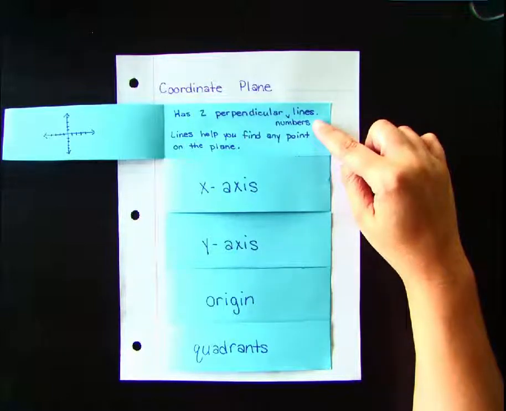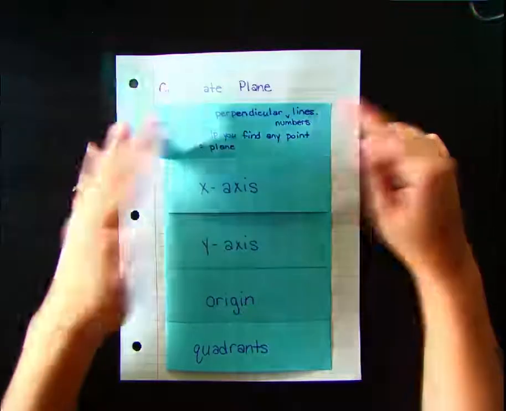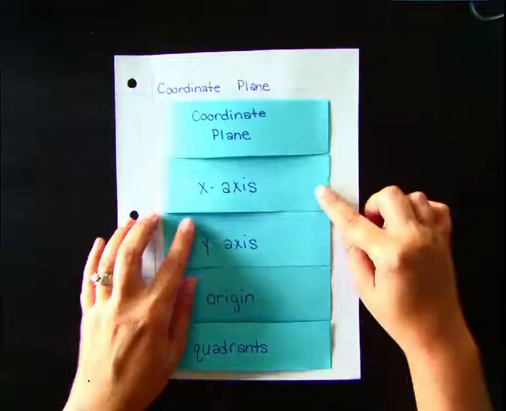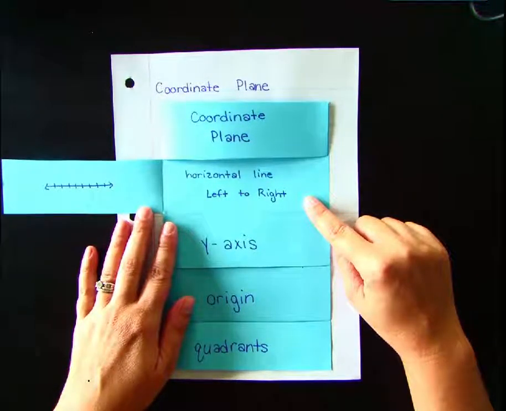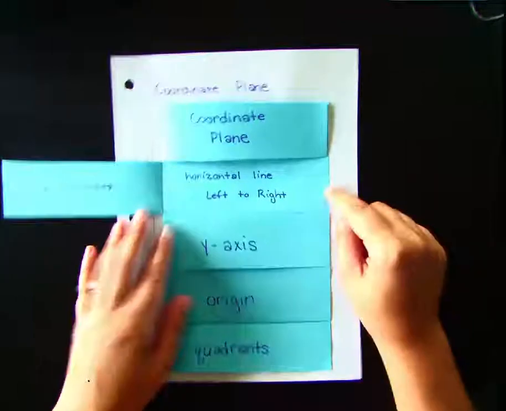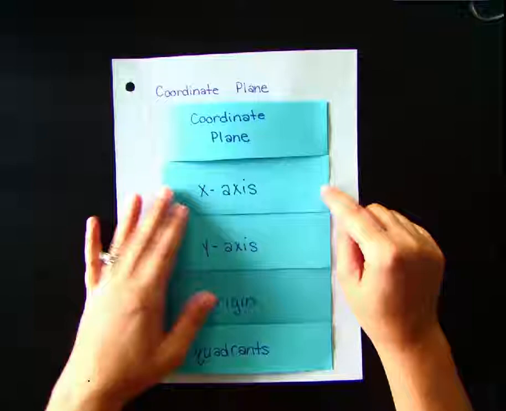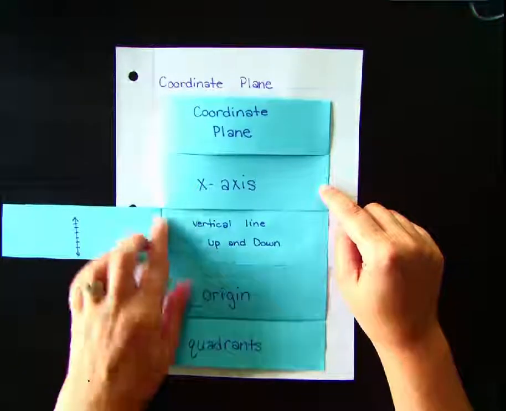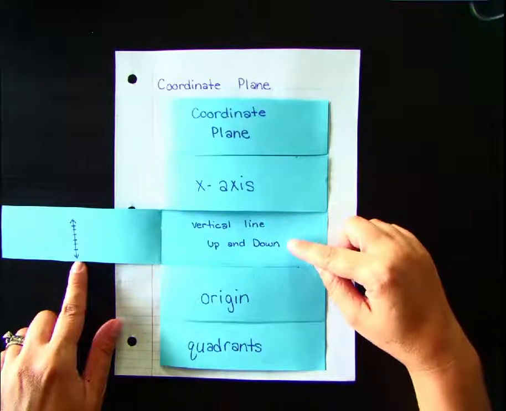Now, if you notice, I did go back and add in the word number lines. Today, as we are working with ordered pairs, we'll see a little bit more in detail why these are actually number lines, which we have worked with in the past. Our x-axis is the horizontal line. Horizontal means it's going left to right. So I have my picture over here of a left to right horizontal line. Our y-axis is the vertical line. Vertical, again, means it's going up and down.